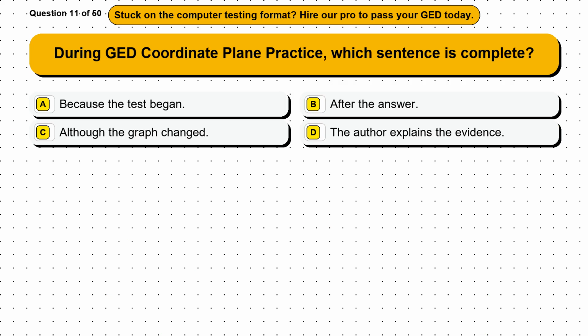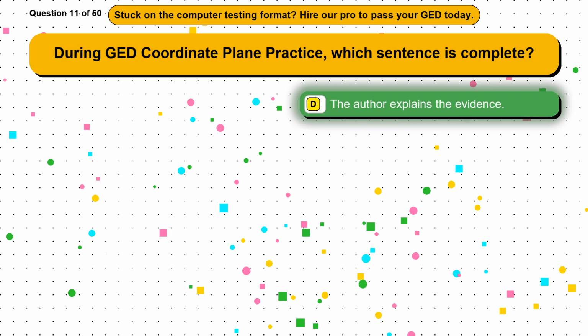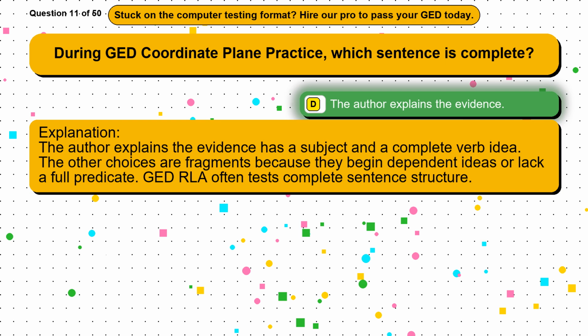Question 11. During GED Coordinate Plane Practice, which sentence is complete? Option A, because the test began. Option B, after the answer. Option C, although the graph changed. Option D, the author explains the evidence. The correct answer is option D, the author explains the evidence. The author explains the evidence has a subject and a complete verb idea. The other choices are fragments because they begin dependent ideas or lack a full predicate. GED RLA often tests complete sentence structure.